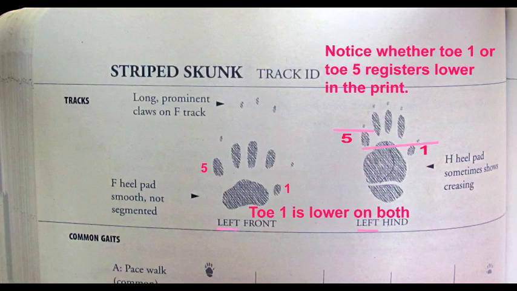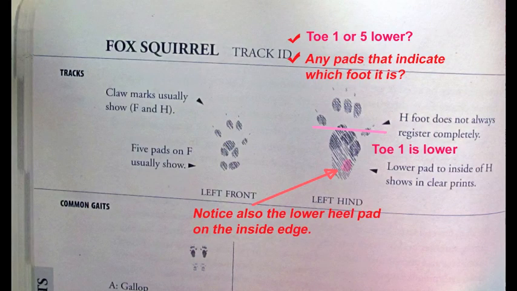For a third kind of clue, notice whether toe 1 or toe 5 is the lower toe, meaning closer to the heel. In the skunk print, toe 1 is the lower one, and that makes it a left print. Notice the same pattern on the squirrel track. Low toe on the right side of the track means that it's a left foot. Also notice that low pad on the left hind foot. If that's on the right side, that also means it's a left foot.